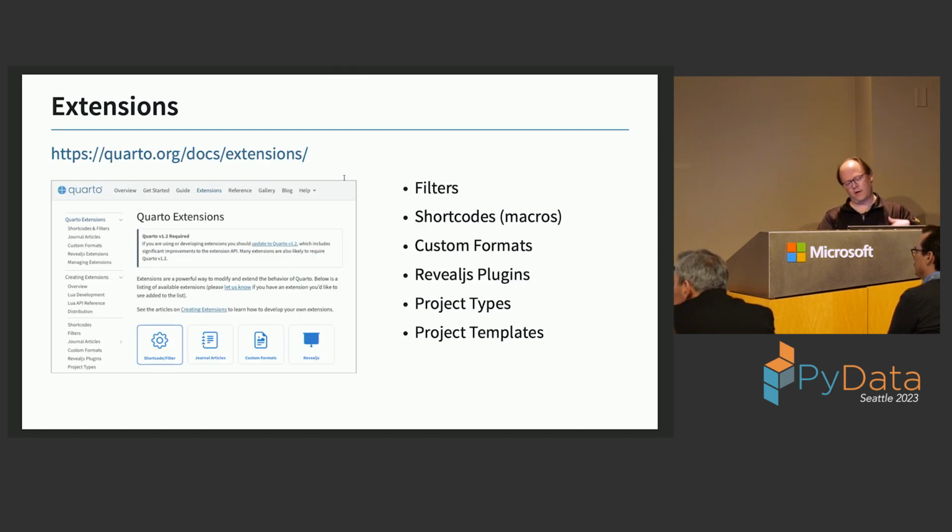And we have an extension mechanism where you can publish and reuse not just filters, but also shortcodes, which are a special variant of filters, like a content generating macro. You can build custom formats, so some of the stuff I showed you before, Docusaurus and Confluence, were built using our custom format mechanism. You can add plugins to reveal.js and also templates for different types of projects. So lots and lots of ways to build extensions, and lots of extensions available.